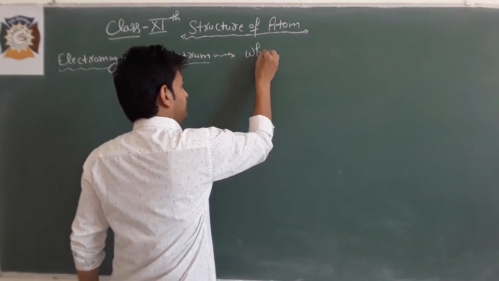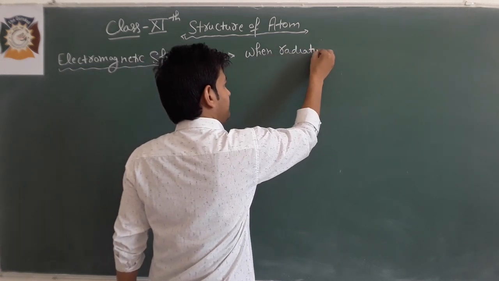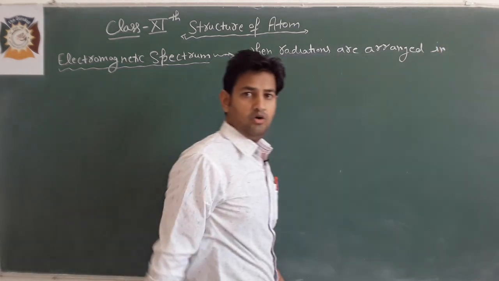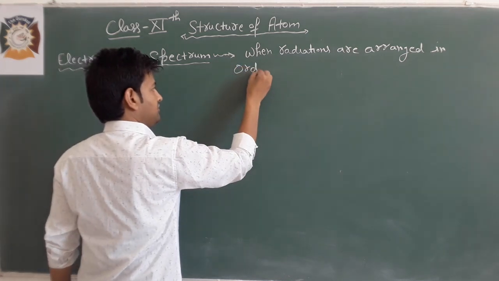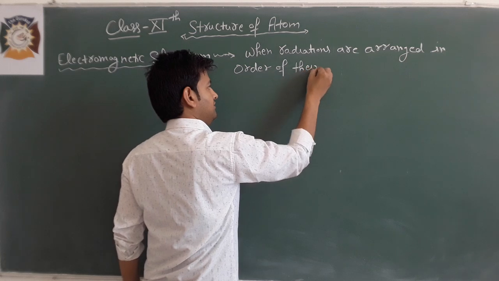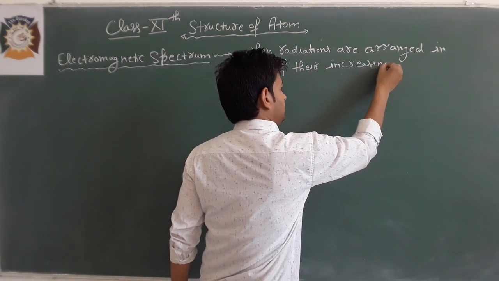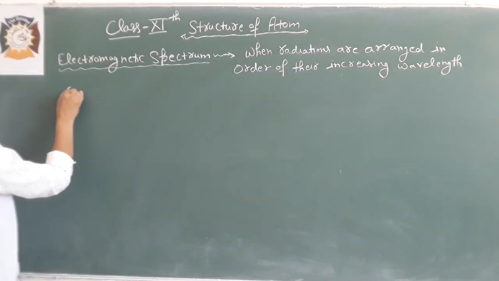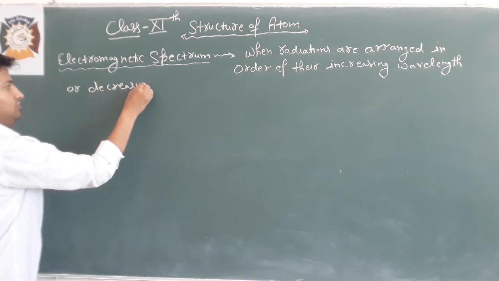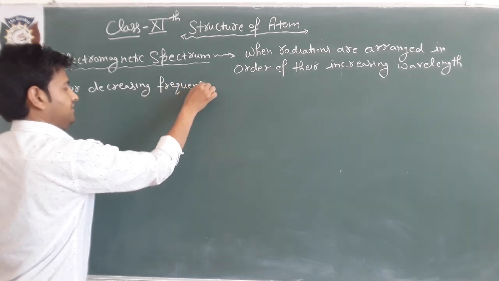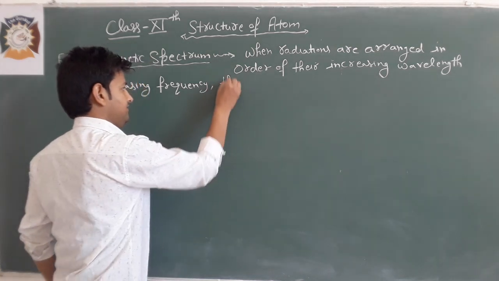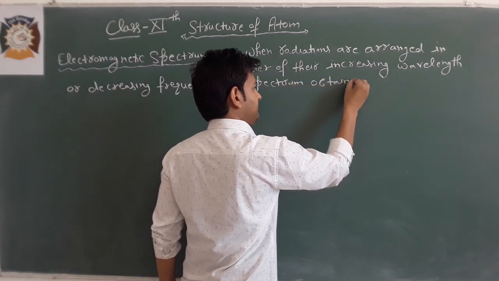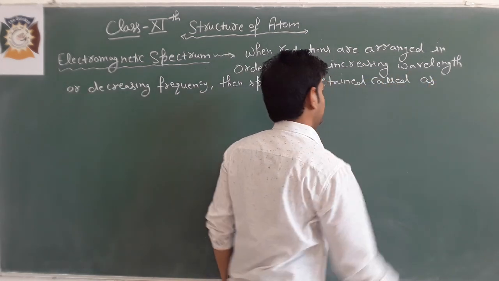So we can say that when radiations are arranged in order of their increasing wavelength or decreasing frequency, then the spectrum obtained is called as electromagnetic spectrum.